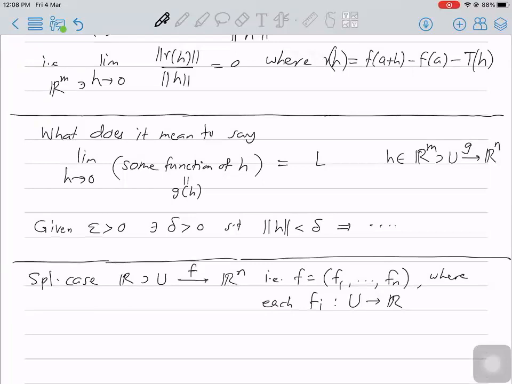So in this case, what is F prime of A? Let's write down this definition. This is with respect to the standard basis of Rn. What does it mean with respect to the standard basis? I mean the components F1, F2, Fn.